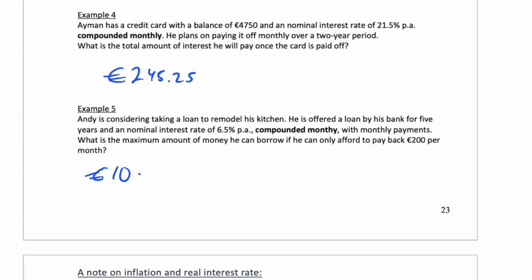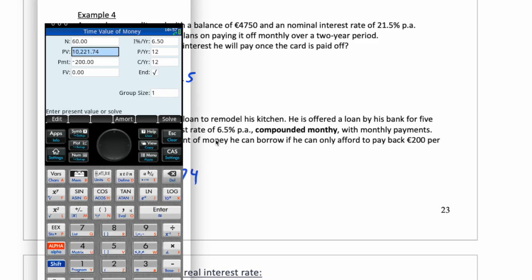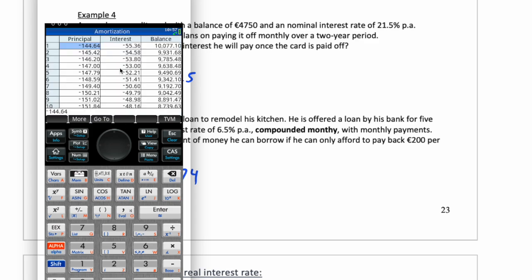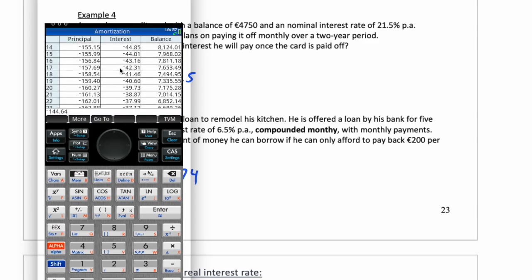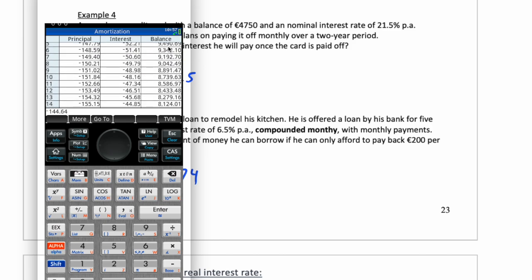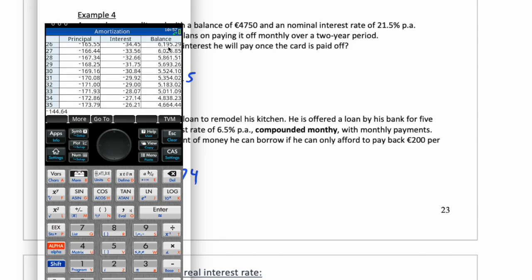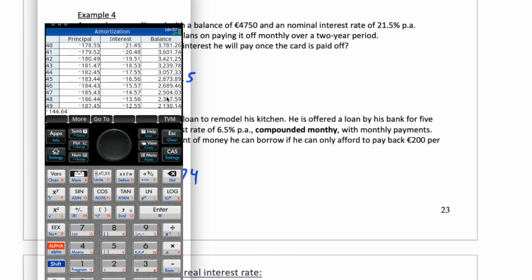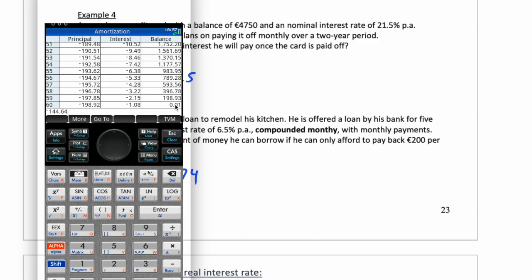10,221.74 euros. By the way, you can click this amort button to see what the balance is every month. In this case, at the end of the month, you can see the balance going down, down, down until we get to 60, and it's practically 0. There's usually a couple cents left over or something because it's all rounded values.